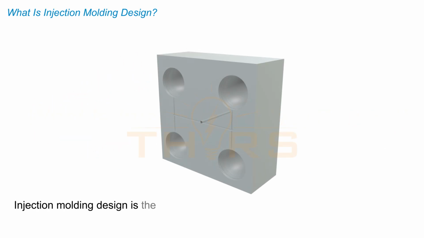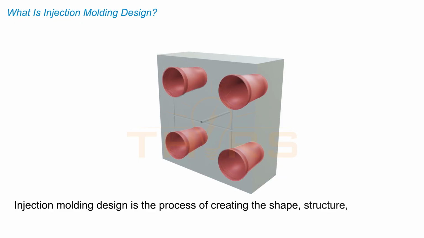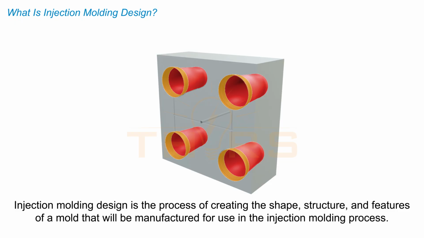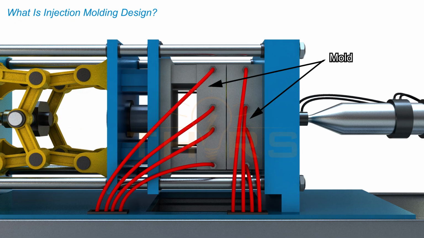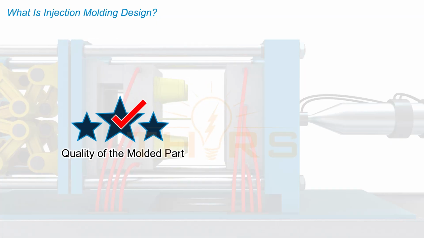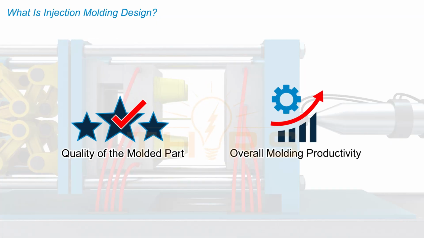Injection molding design is the process of creating the shape, structure, and features of a mold that will be manufactured for use in the injection molding process. The mold is a critical component in the injection molding process, and its design directly influences the quality of the molded part and the overall molding productivity.